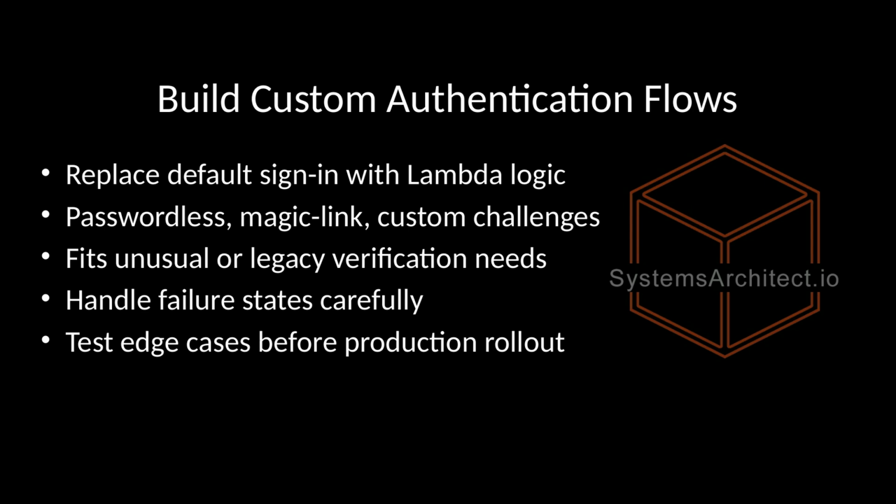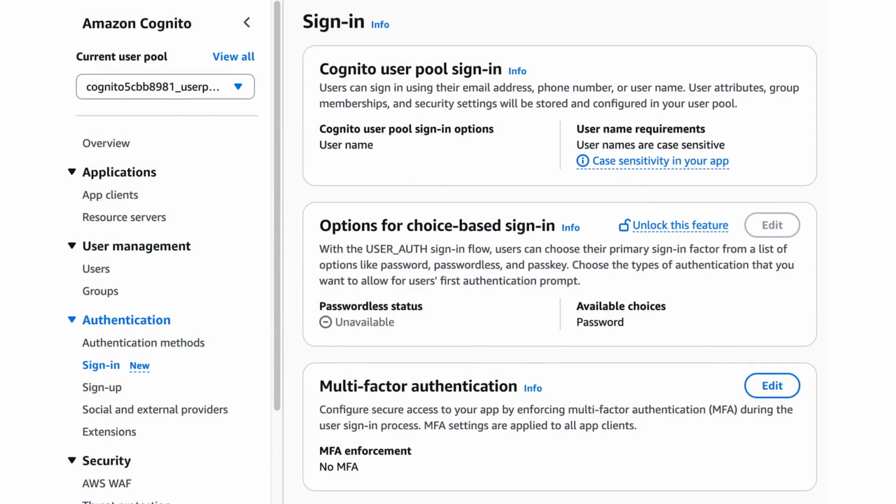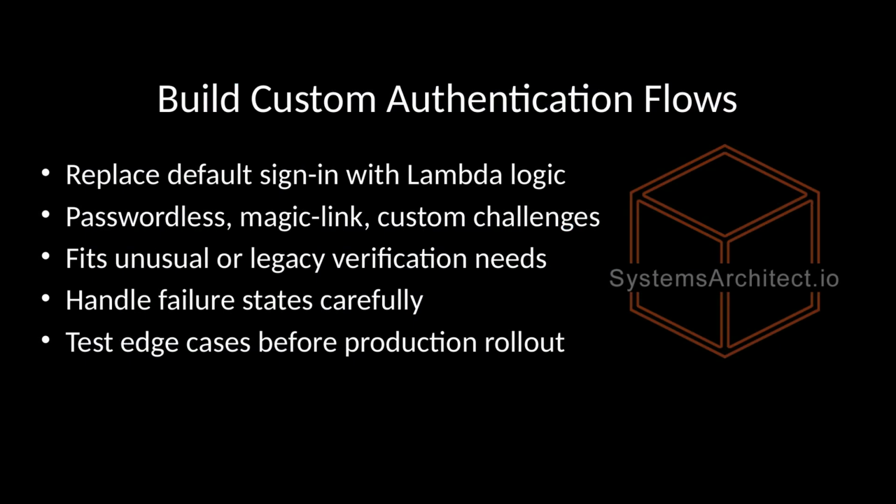3. Build custom authentication flows. Standard username and password sign-in doesn't fit every business, and Cognito's custom authentication flows let you replace the default challenge response sequence with your own Lambda-triggered logic, from passwordless flows to device-based verification. Designing a custom flow requires careful thought about failure states, since a broken authentication chain can lock users out entirely if not handled gracefully. A useful starting point is to prototype the flow with Cognito's built-in testing tools before rolling it out to production traffic.